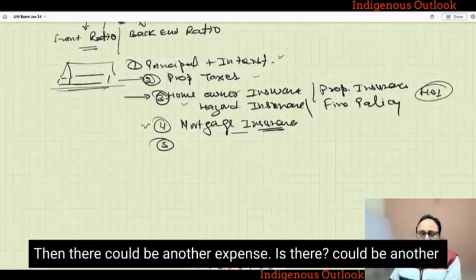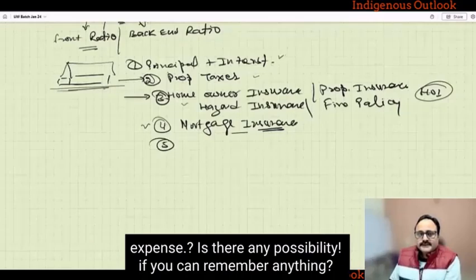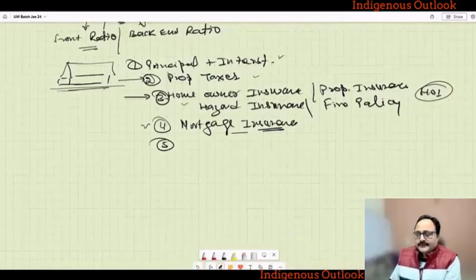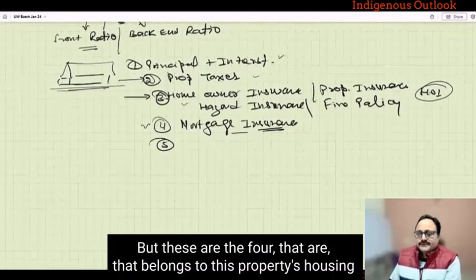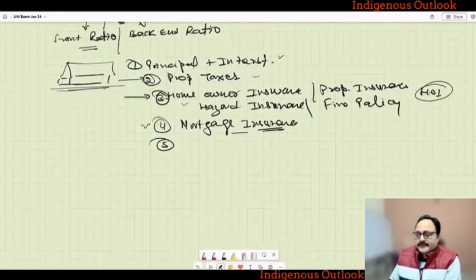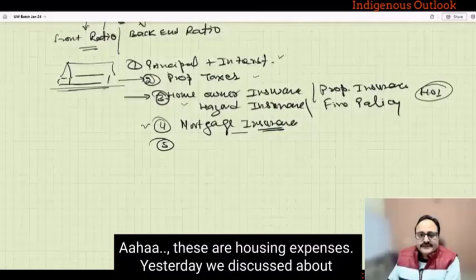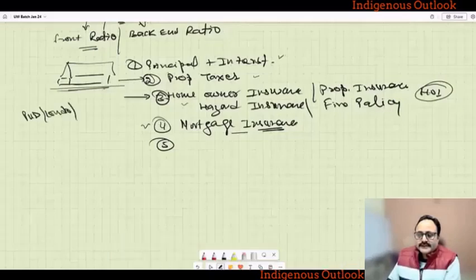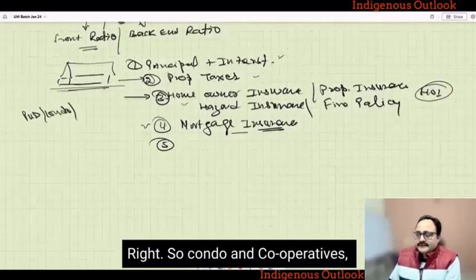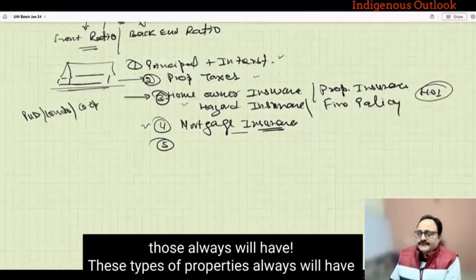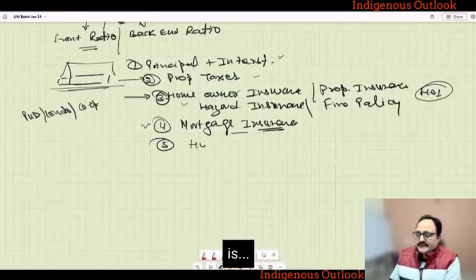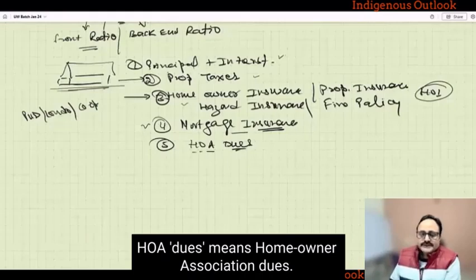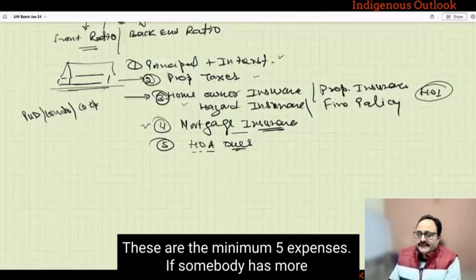Then there could be another expense. Is there any possibility? Can you remember anything? These are the 4 that belong to this property. Housing expenses. Yesterday we discussed PUD properties, and condos, association dues. Condos and cooperatives always have additional expense, and that is HOA dues. HOA dues means homeowner association dues. These are the minimum five expenses.